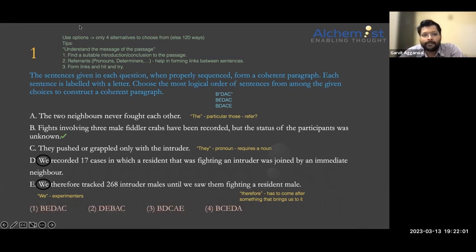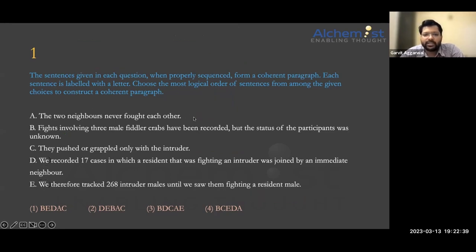So what are some of the ways in which you can correctly join sentences? First and foremost, you have to understand what the passage is talking about. Try to figure out a suitable introduction or maybe a conclusion, whichever is easier. Use the information of reference, which helps create links between sentences. Create those links and figure out ways in which other sentences could be fit in them. Make sense? Yes, there are other ways also.